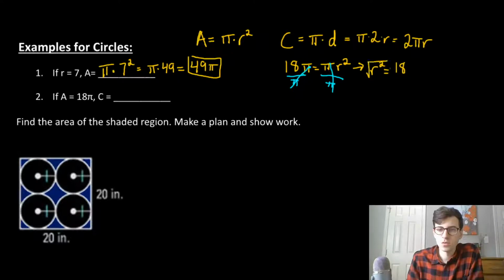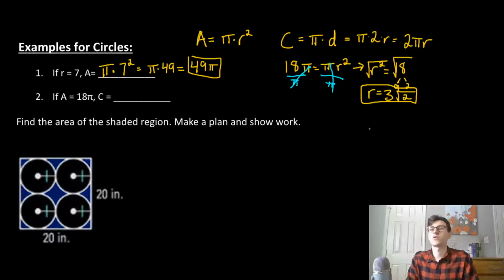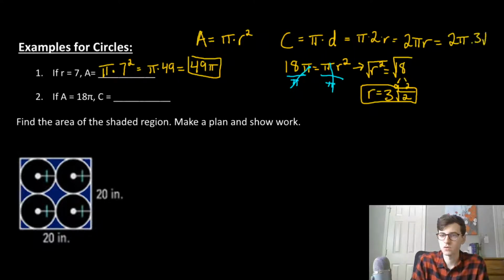If we take the square root of both sides, r equals the square root of 18, which is 9 times 2. The square root of 9 is 3. So the radius then is 3 square root 2. But we're not looking for the radius, right? We're looking for the circumference. So the circumference then, 2 pi r, is 2 pi times the radius, which is 3 square root 2.